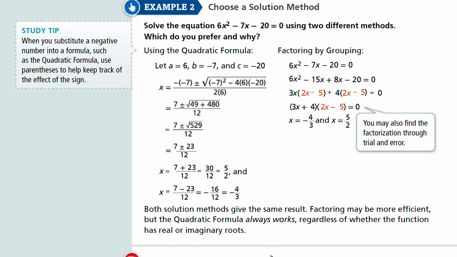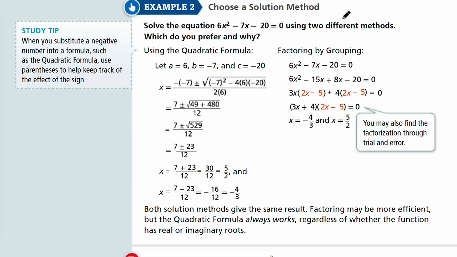Everyone, welcome to Algebra 2, Lesson 2-6, the quadratic formula. We're going to continue with example 2, choose a solution method. Solve the equation 6x squared minus 7x minus 20 equals 0 using two different methods. Which do you prefer and why?